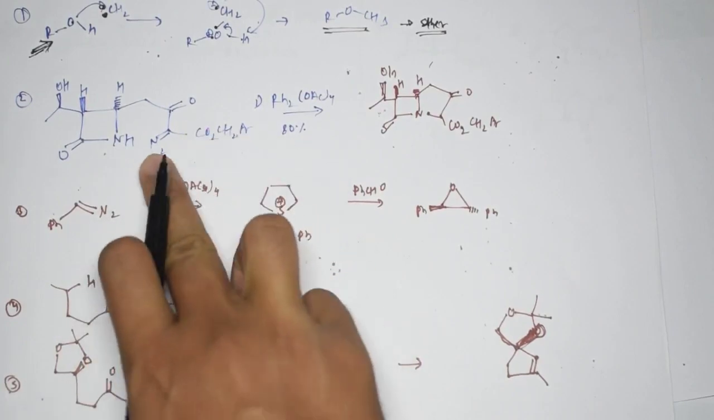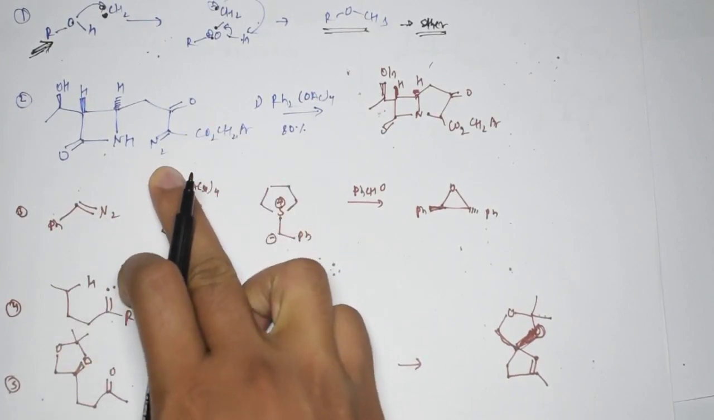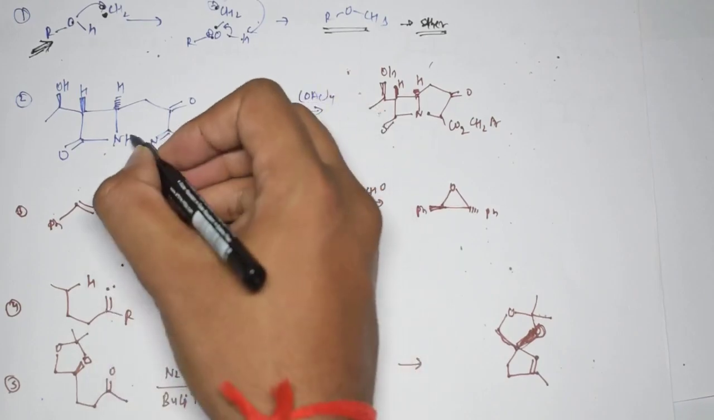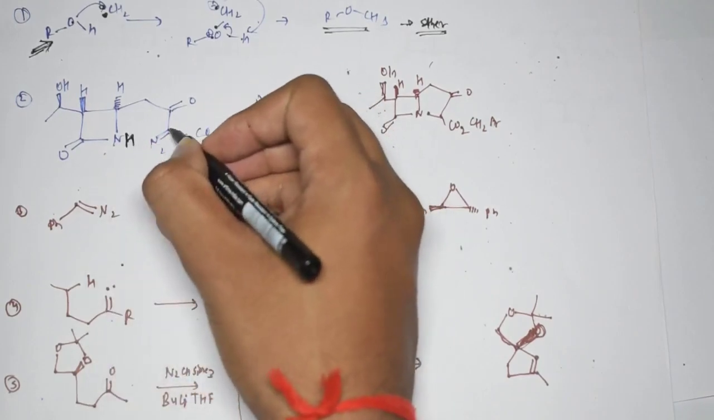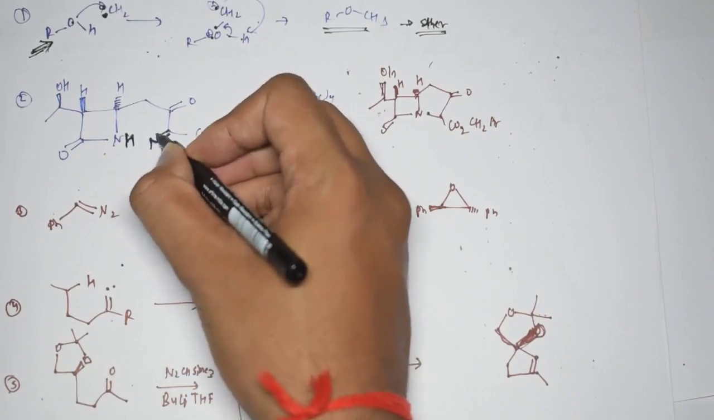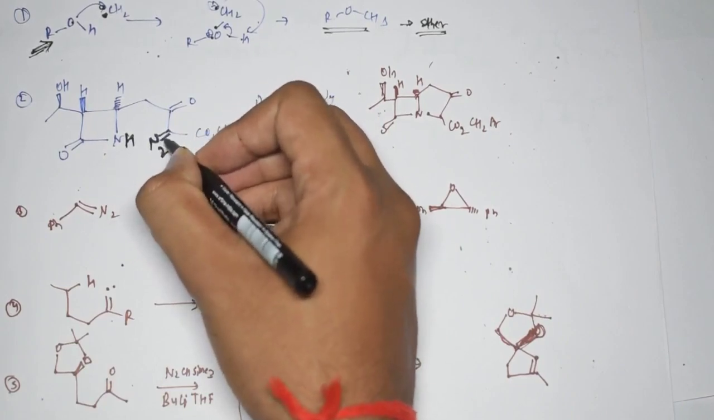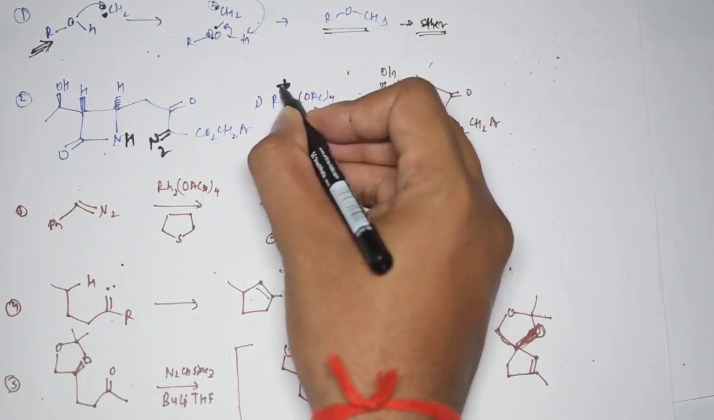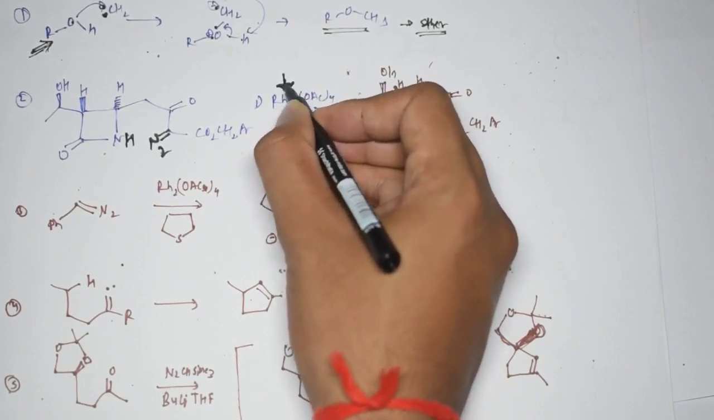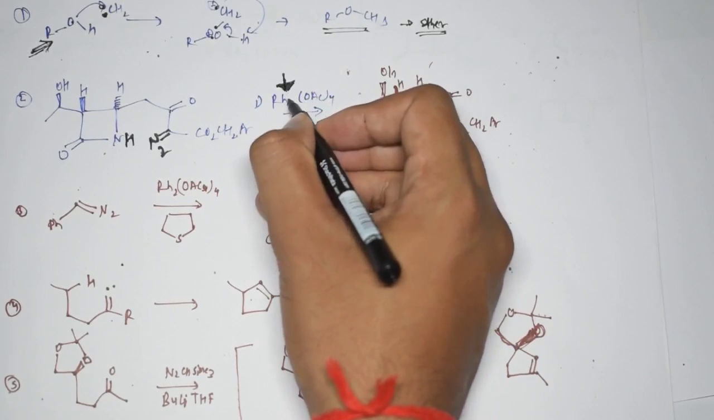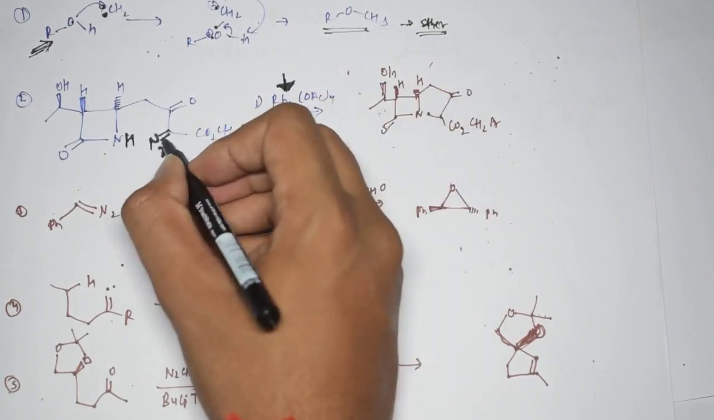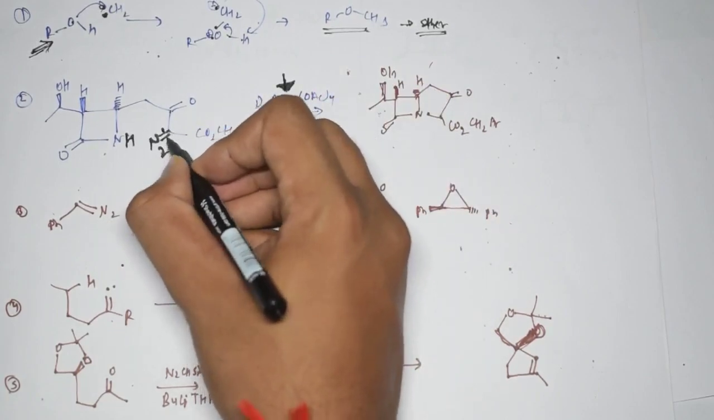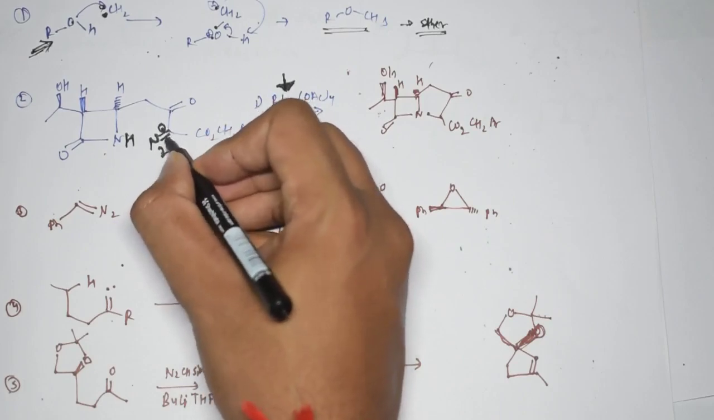Now let's come to a different example. If we have such kind of example, here we have this hydrogen, and at this position we have an N2 group. After this, if you are treating with rhodium-like metals, carbenoid formation takes place. So if we are treating with this, the carbenoid will be formed, or we can say the carbene will be formed at this position.